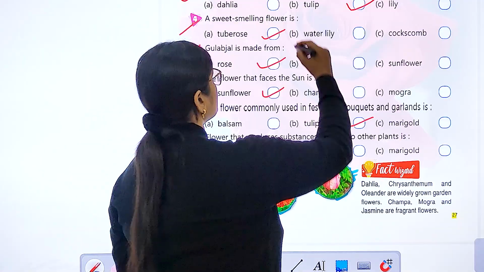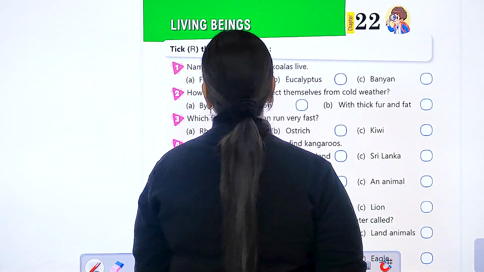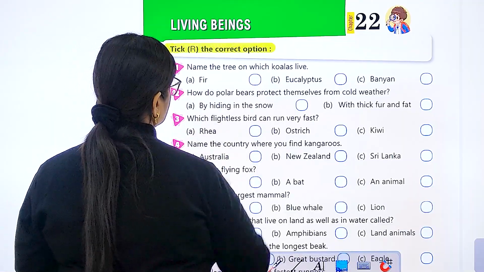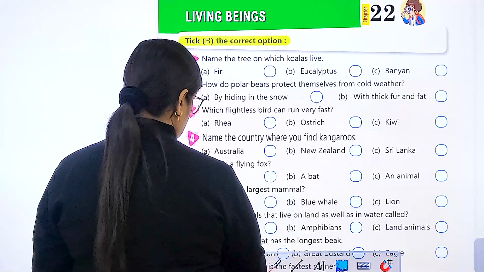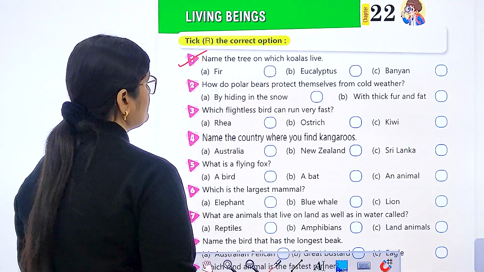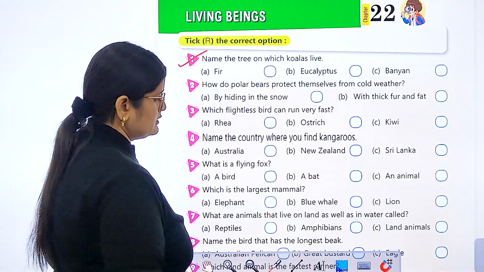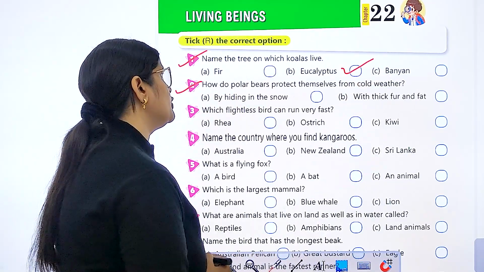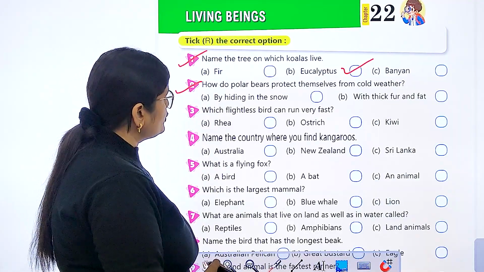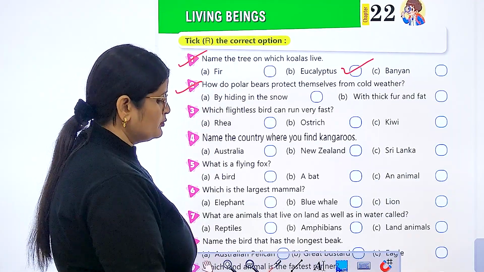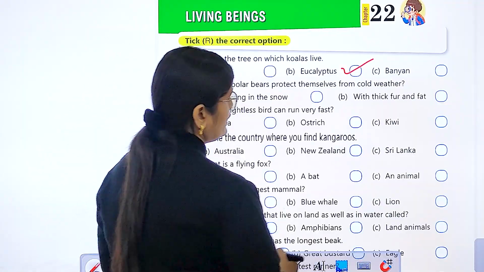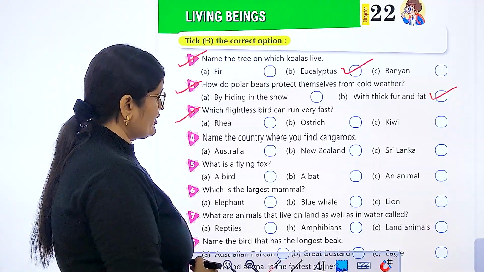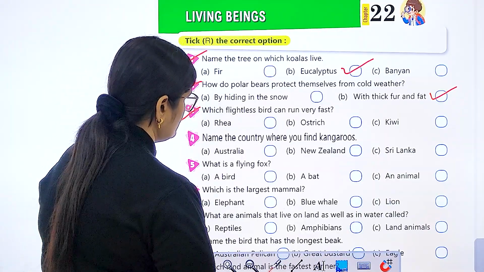Now let's begin the next chapter. Chapter number 22. Living Beings. Tick the correct option. 1. Name the tree on which koalas live. Eucalyptus. Question number 2. How do polar bears protect themselves from cold weather? With thick fur and fat. 3. Which flightless bird can run very fast? Ostrich.